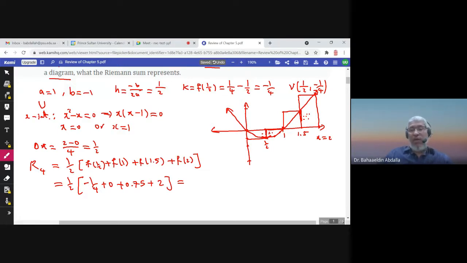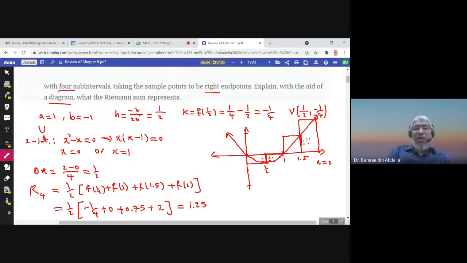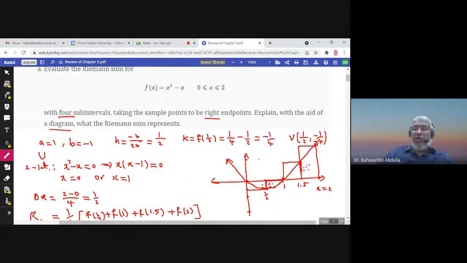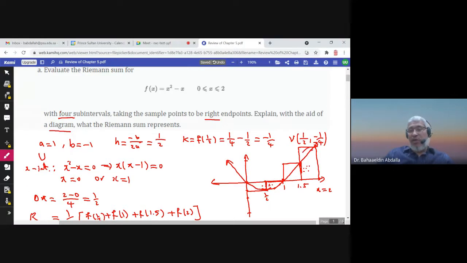So the area would be 1.25. And this would be the net area, the difference. So the Riemann sum represents here the net area between the region above the x-axis and the region below the x-axis. So here, this is the rectangle we used. This is the second rectangle. And here it is the line. And here, this rectangle.